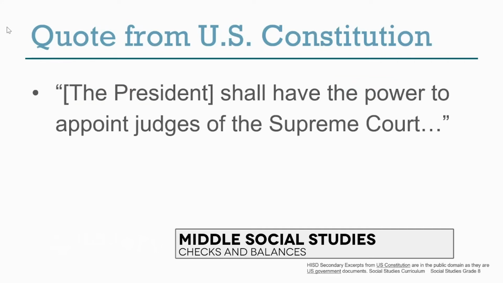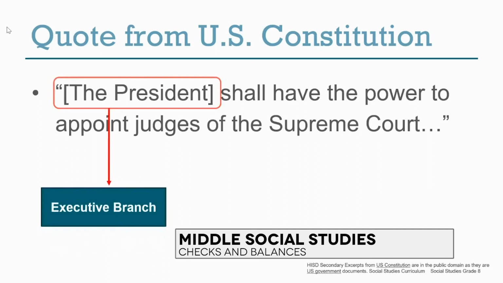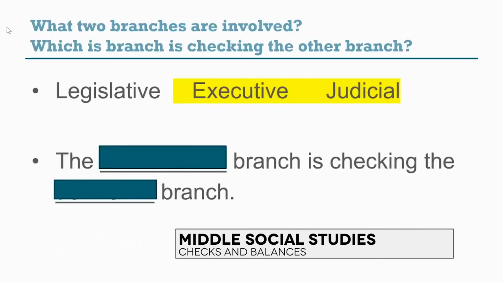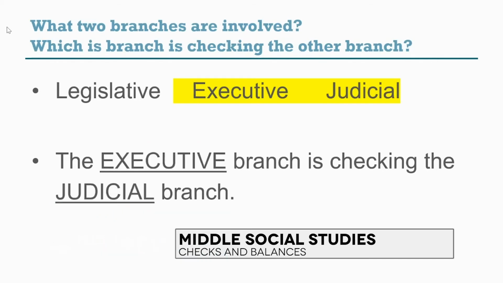The president shall have the power to appoint judges of the Supreme Court. So here we go again. The president is part of what branch, everybody? The executive branch. And then we have the Supreme Court, the top court in the land. Courts, judges, again, that is the judicial branch. So we have our two branches of government, the executive branch and the judicial branch. In this case, who's checking who? Oh, the executive branch is checking the judicial branch.